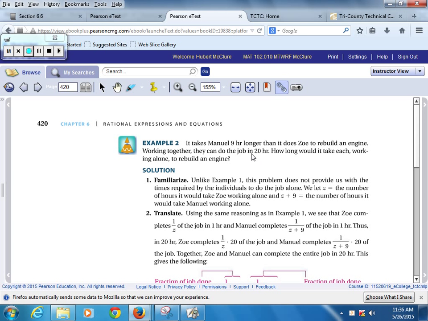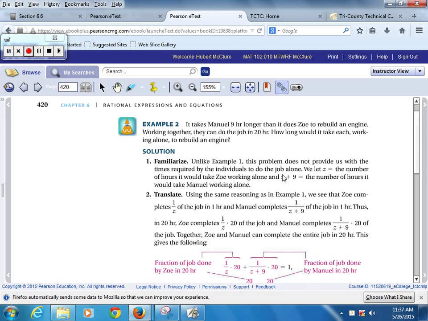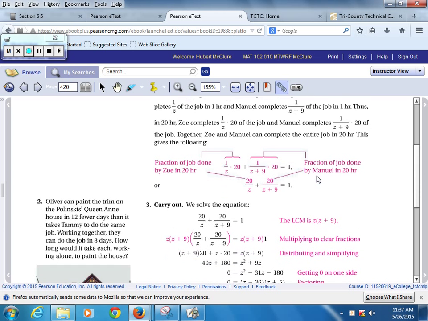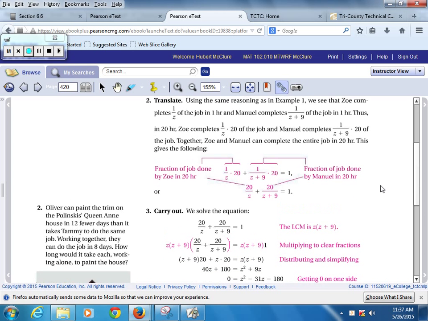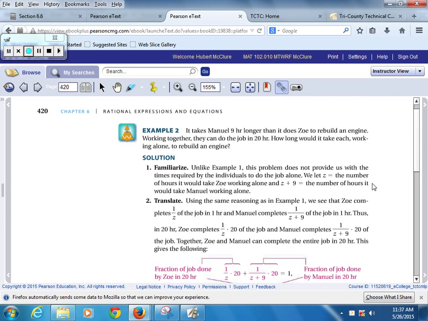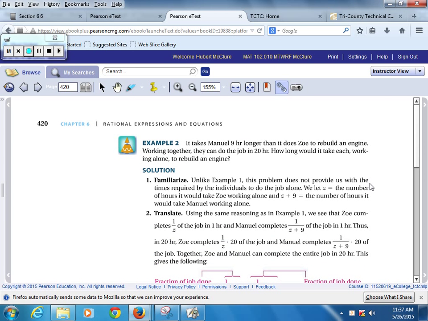Remember, everything is T over A plus T over B is equal to 1. Now in this case, working together, instead of 1, it's going to be what? 20. So you know that the right side is going to be 20. They're doing it a different way, but that's fine. We can do it that way. So your T is going to be 20, not your 1.